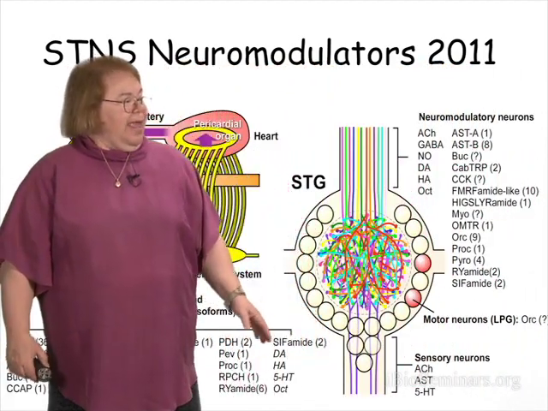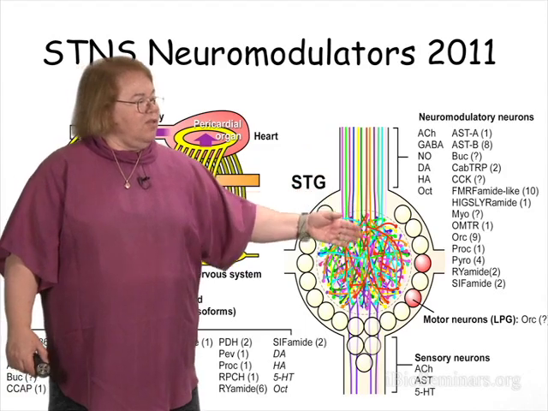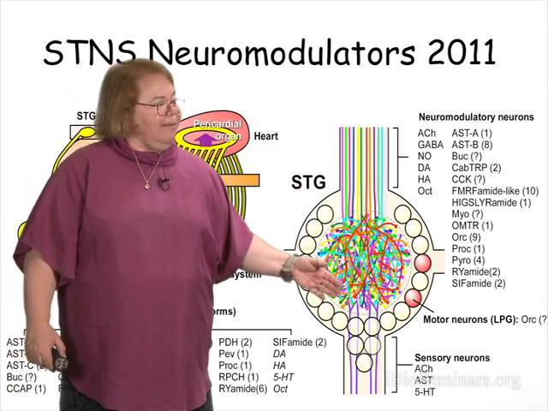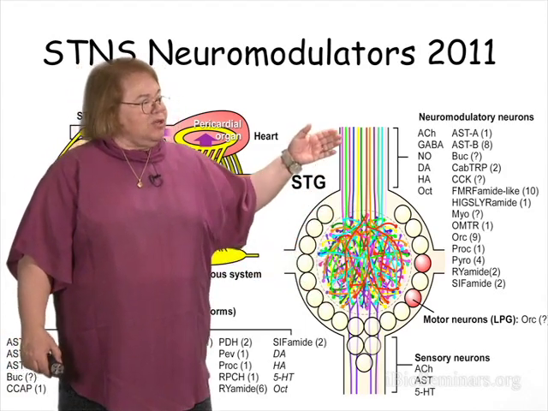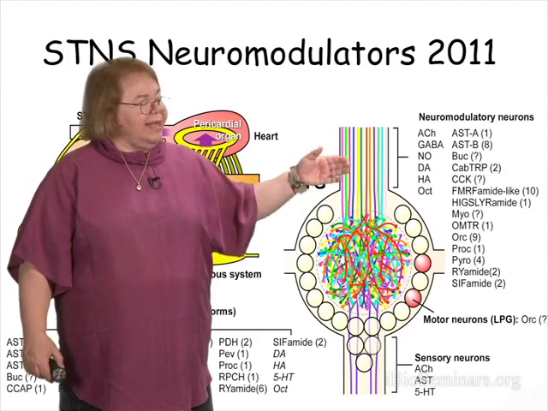So the next slide just shows you what we now know about the modulatory control in the stomatogastric nervous system. So over here you see the neuropil of the stomatogastric ganglion, and the stomatogastric nerve, you see all of these colored lines.